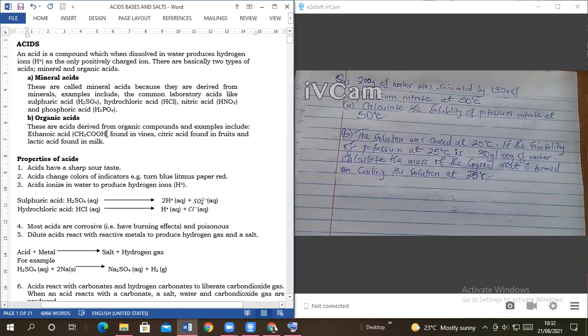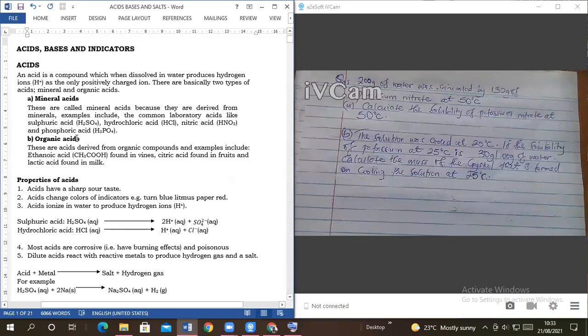The way you write ethanoic acid, it's not triple zeros. There are 2 zeros. So here we have, they are found in vines, citric acids. Citric acid is basically in fruits like the raw mangoes we eat, we find them there, and the lactic acid found in milk. All these are organic acids.